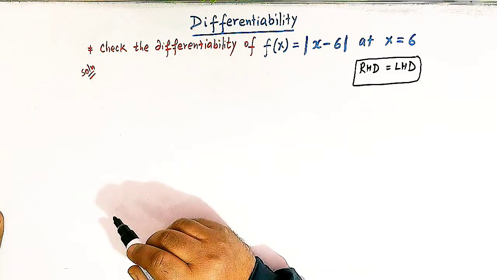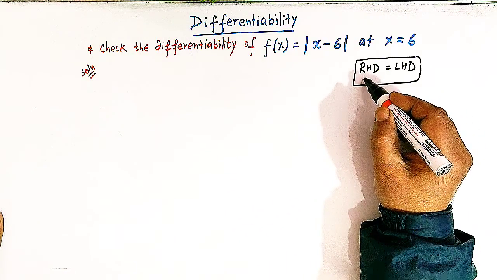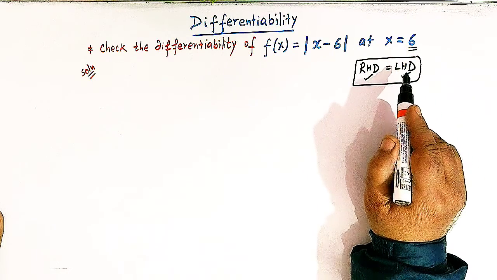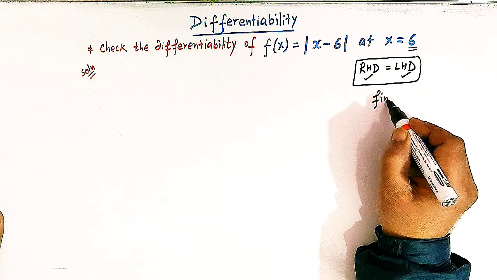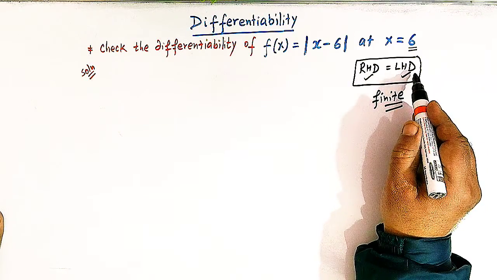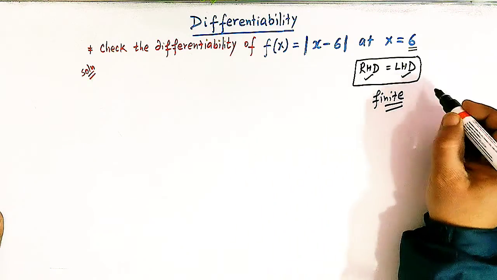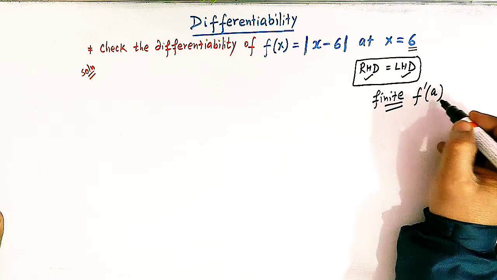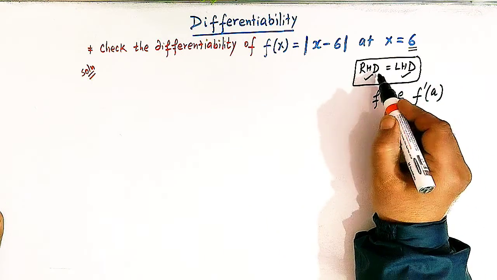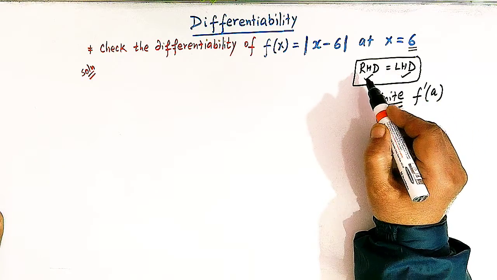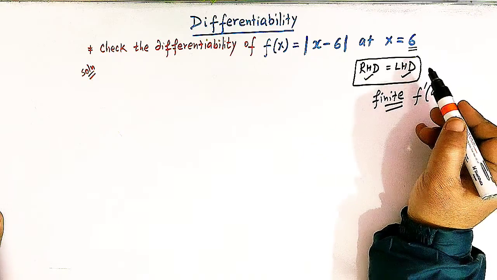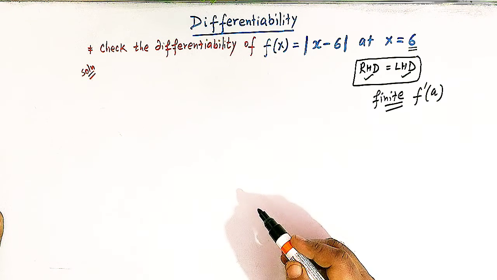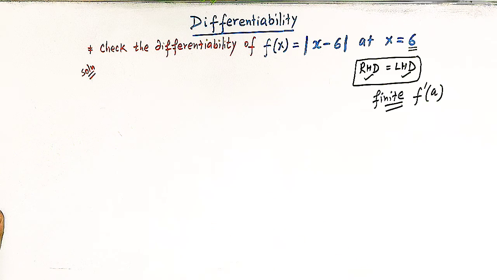So for the differentiability of a function, we calculate the right hand derivative and the left hand derivative at the given point, and if both the derivatives are finite and equal to each other, then we can say that the function is differentiable at that point. It means f prime of a exists, right? And if the right hand derivative and the left hand derivative are not equal to each other, or in some cases the right hand derivative or the left hand derivative may not be finite, then we can say that the function is not differentiable, right?